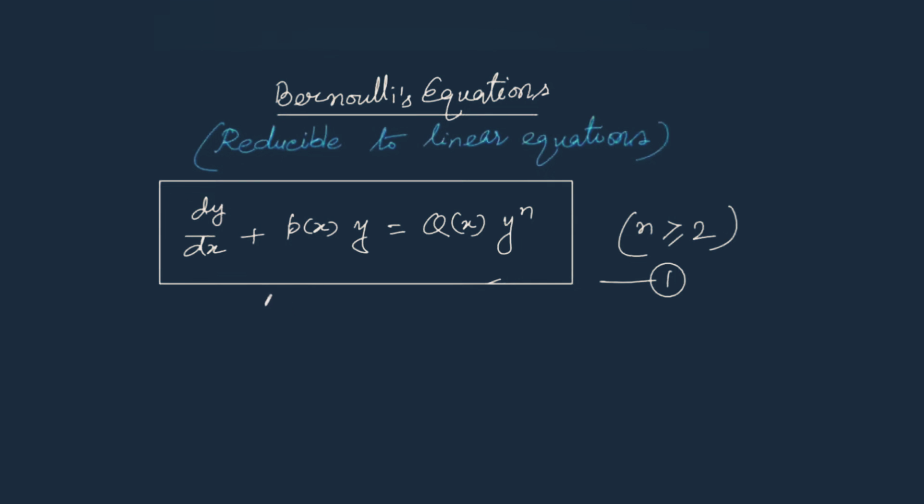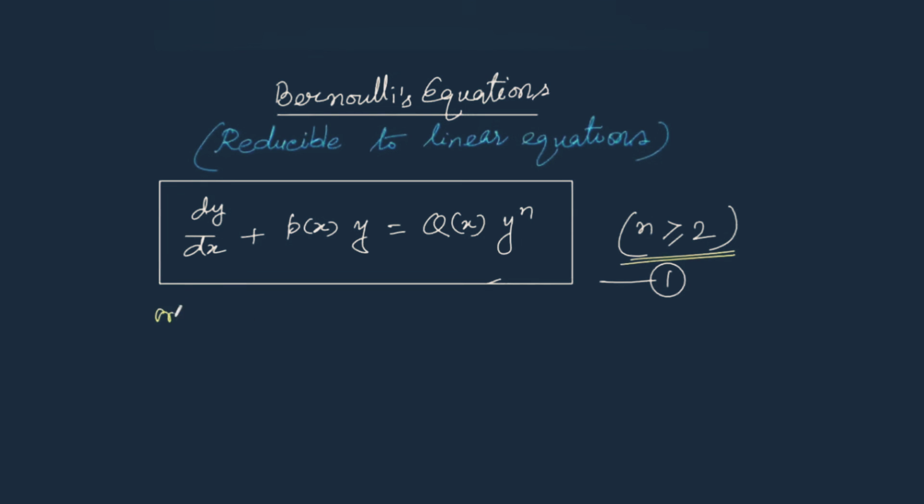The standard form of Bernoulli's equation is dy/dx + P(x)y = Q(x)y^n. And note that n is greater than or equal to 2. If n is less than 2, equation 1, that is Bernoulli's equation, is automatically reducible to a linear equation. So how do we reduce this Bernoulli equation to a linear equation?